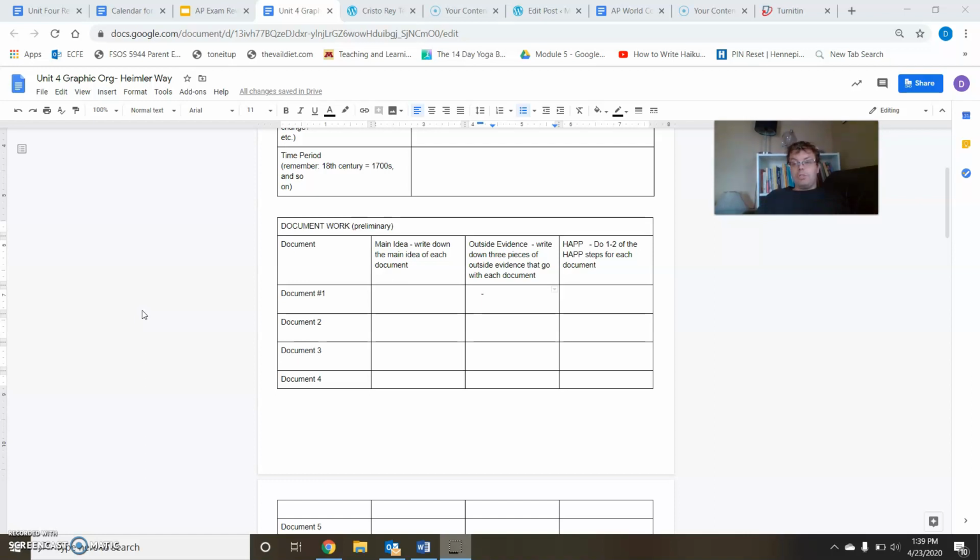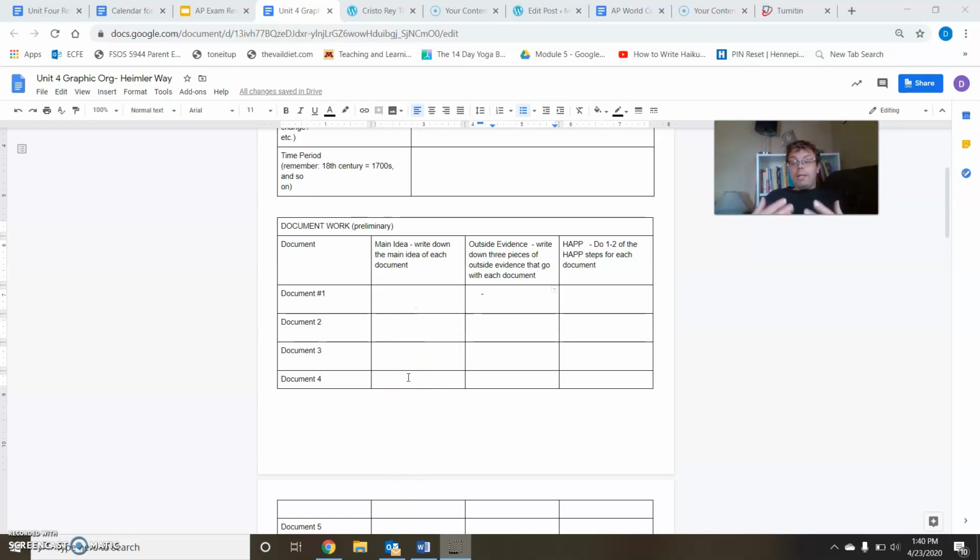I could make connections to other Mayan or Aztec gods that existed. That would work as outside evidence. So for 3 of these documents, just put some kind of outside evidence that you could include. Now, you can put that in your writing for your paper. You don't have to. But remember, each piece of outside evidence is worth 1 point, like we talked about last time. Main idea, if you use 2 documents correctly, you get a point.